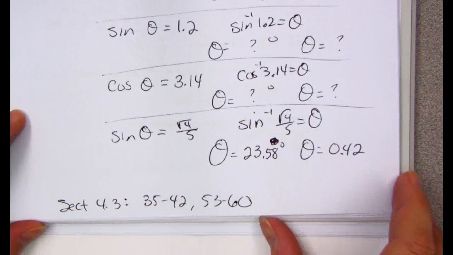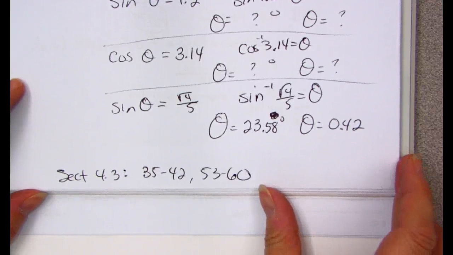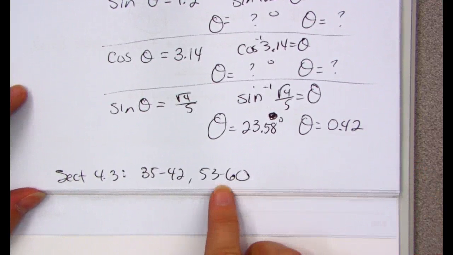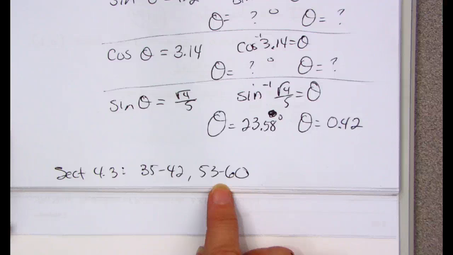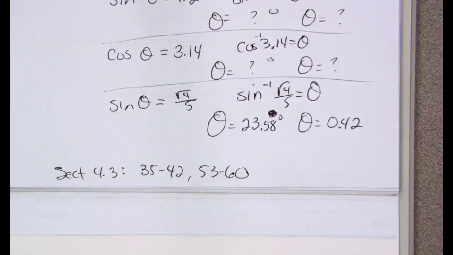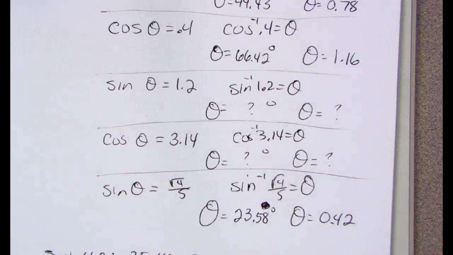Here's your homework problems from this. These are all word problems. But they're just a bunch of right triangles, and they're asking you different questions. They're pretty straightforward. They don't get more complicated until chapter 6. And I believe I am done for today.